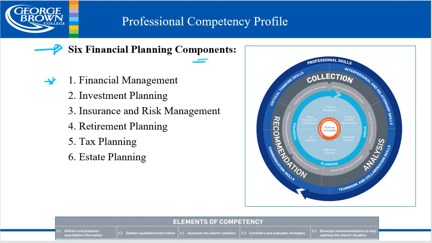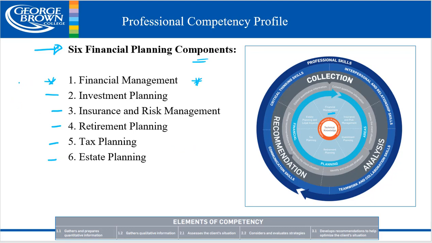Number 1 is financial management, and that's the topic for this video today. You can see in the center of the wheel here, financial management. Number 2 is investment planning. Number 3 is insurance and risk management. Number 4 is retirement planning. Number 5 is tax planning. And number 6 is estate planning.